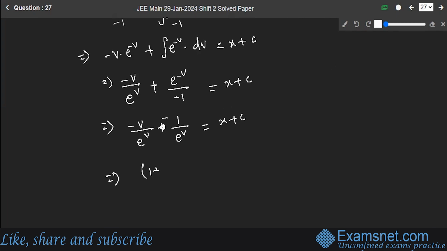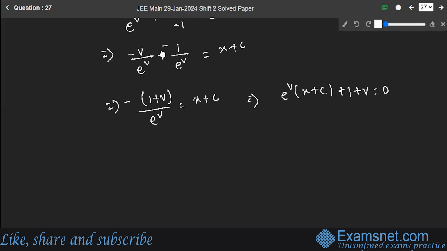So you have 1 plus v, upon e power v, is equal to x plus c, or e power v into x plus c, and there was a minus outside. So many mistakes. It is equal to 0. This is what you get after integrating on both sides. Let's write it clearly once: e power v into x plus c plus 1 plus v is equal to 0.